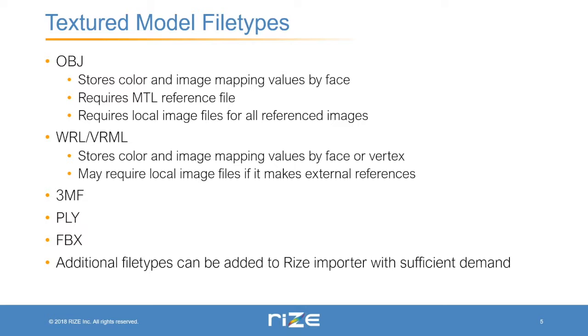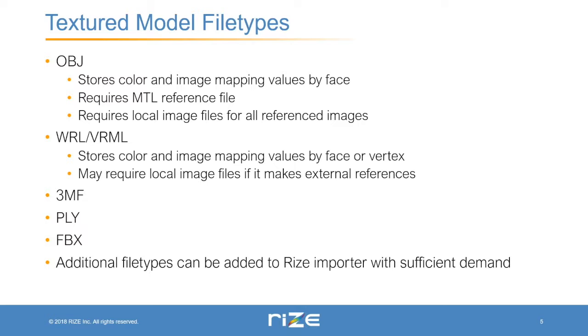OBJs are only able to store color and images by the faces. They can't store them by vertex. So it's more difficult to create gradient types of color models using OBJs unless you create those gradients using images rather than colors.